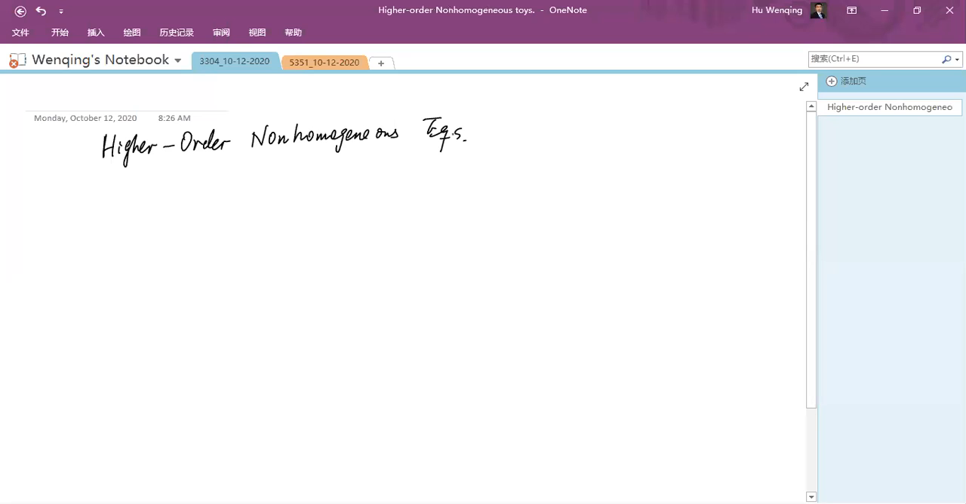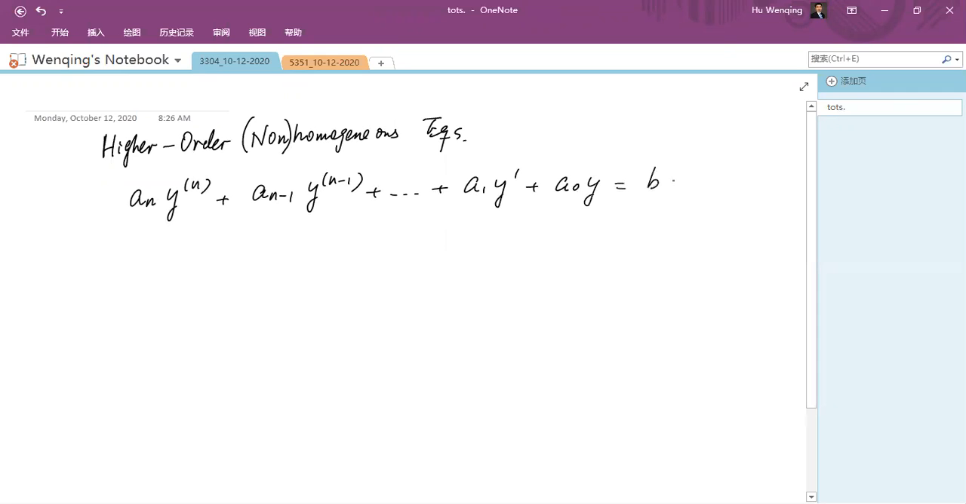So the basic idea: homogeneous and non-homogeneous equations. If you have constant coefficients, an times the nth derivative of y, plus an minus 1 times the (n minus 1)th derivative of y, plus dot dot dot, plus a1 y prime plus a0 y, is equal to b of t.